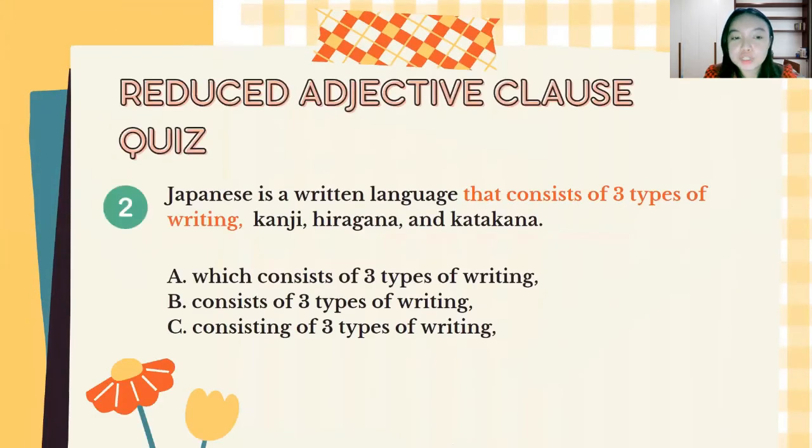Number 2, Japanese is a written language that consists of 3 types of writing: kanji, hiragana, and katakana. A, which consists of 3 types of writing. B, consists of 3 types of writing. Or C, consisting of 3 types of writing.